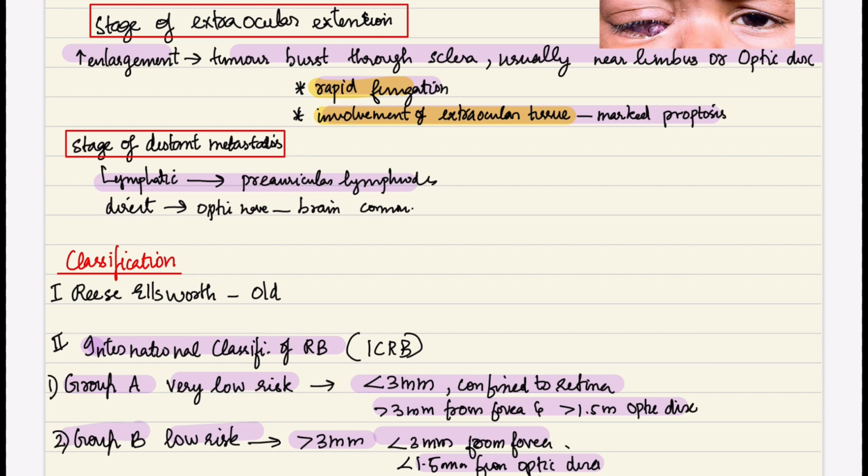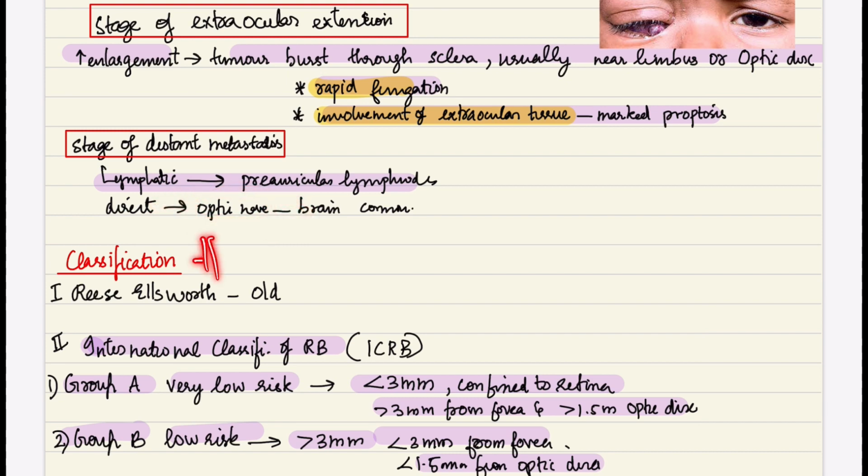Then we have the stage of distant metastasis. Here the lymphatic spread will be first to the pre-auricular lymph nodes and the other neighboring lymph nodes. The direct metastasis will be through the optic nerve to the brain, which is common.